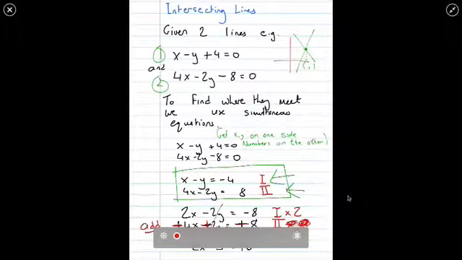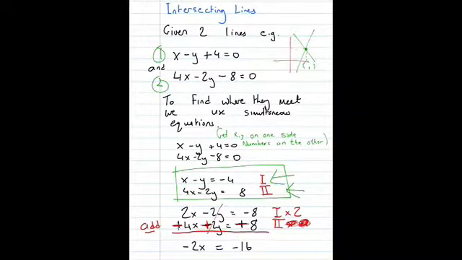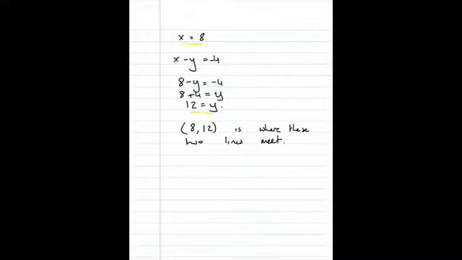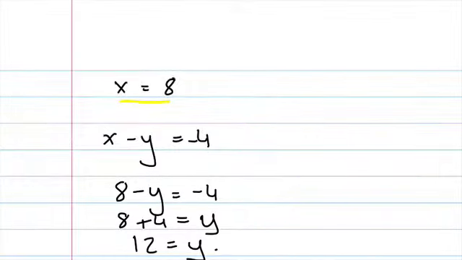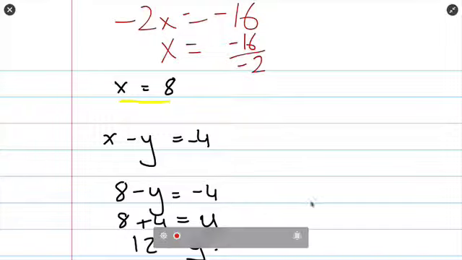And how do you find x here? Well, minus 2x is equal to minus 16. What's x here, Lynn? How do I find that? Well, it's going to be x is equal to minus 16 divided by minus 2. Yeah, and that will give you 8. We can do that in the calculator.